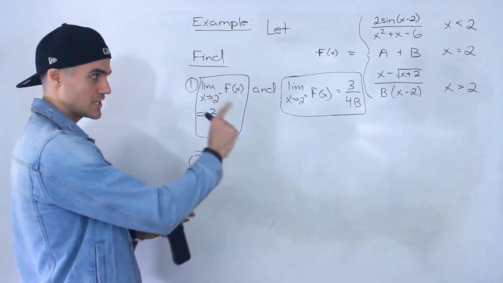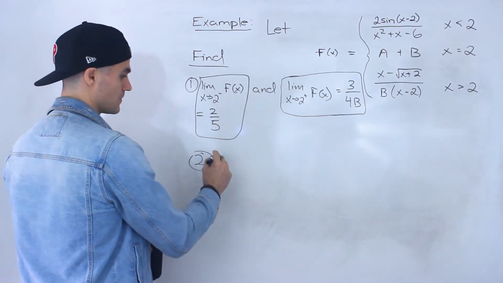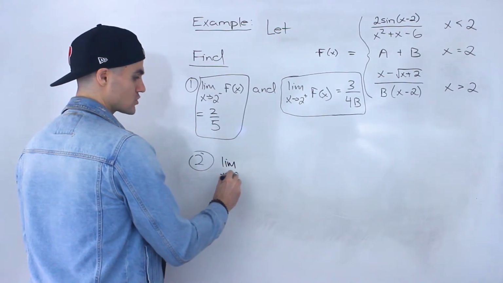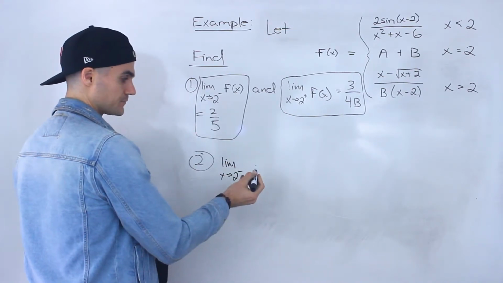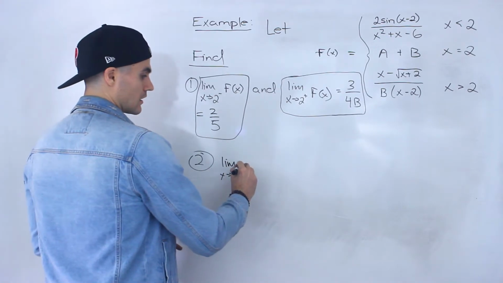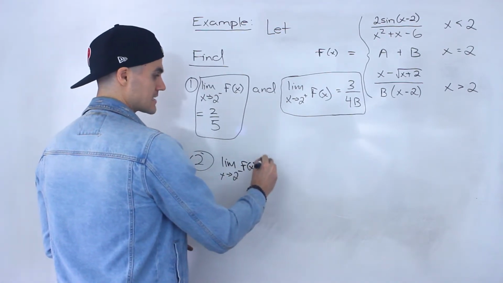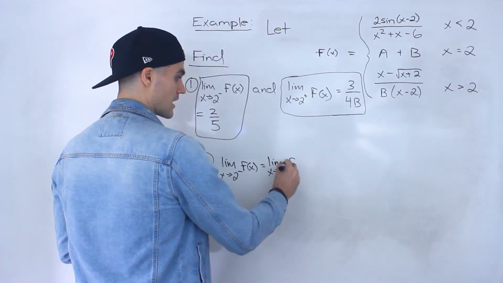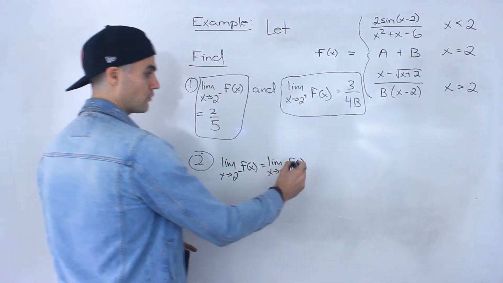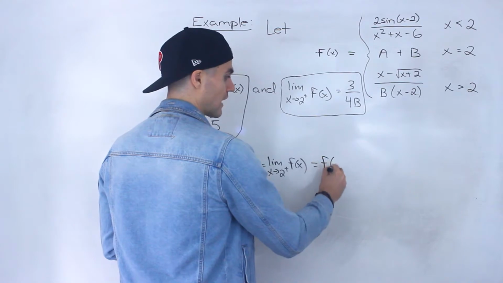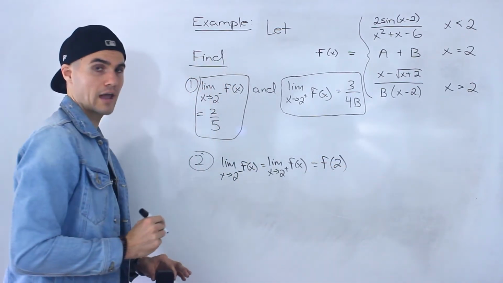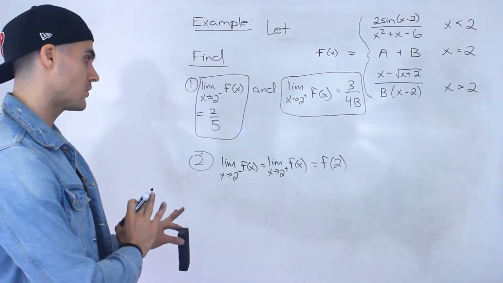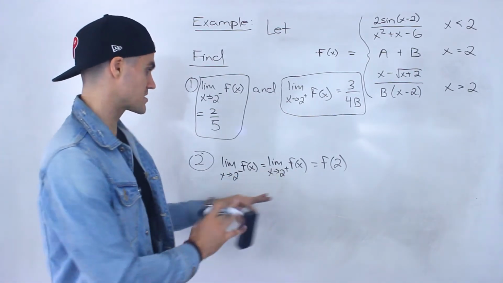If a function is continuous at a certain x value, in this case 2, what that means is that the limit as x approaches 2 from the negative side of the function has to equal the limit as x approaches 2 from the positive side of the function. And both of those have to equal the value of the function at that same x value of 2. Right? And so notice that we actually have expressions for everything.